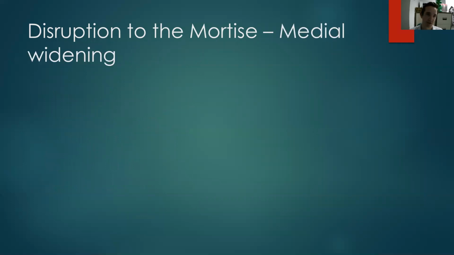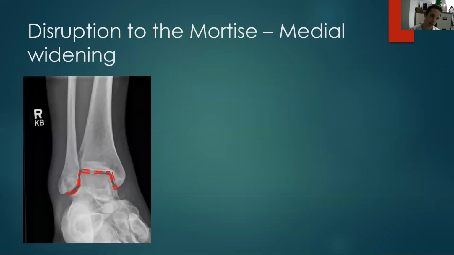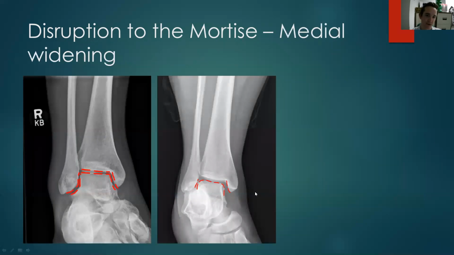Whilst we're on the subject of disruptions to the mortise, we will discuss now the importance of medial widening. So on the left here, we've got a lovely example of a normal mortise ankle radiograph with a lovely equidistant joint space all the way around. And now on this view, a different patient, there's substantial widening medially when you compare that to the lateral side by tracing those red outlines there. So this looks like quite a significant grade 3 sprain of the medial collateral ligaments.